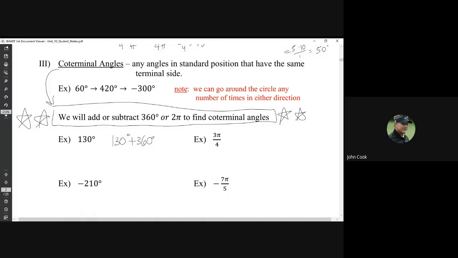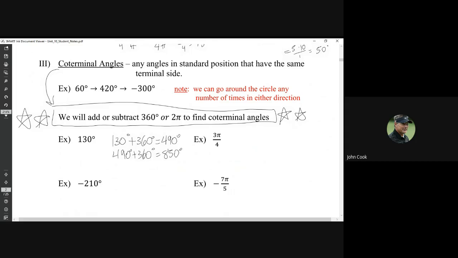So 130 degrees and 360 degrees, that's going to add up to 490 degrees, which is an angle that we had in one of the previous examples. I can add on another 360 degrees. So if I took that 490-degree angle and added on 360 again, that would give me another coterminal angle. So what would that be? That'd be 850.